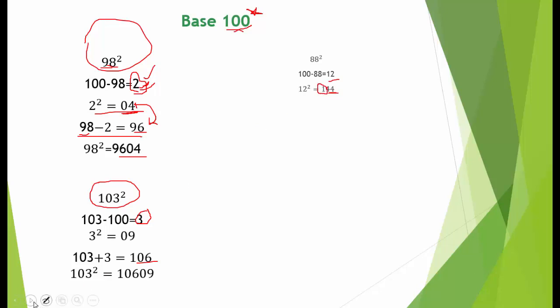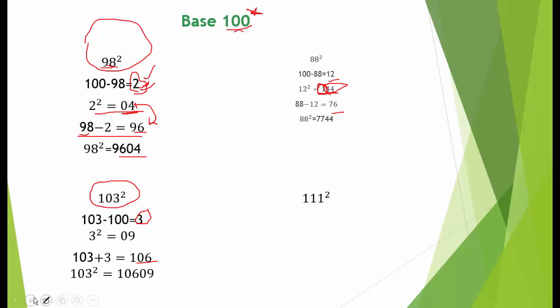Now 88 minus 12, this will become 76, and the carry of 1 will make this 77. So the square will be 7744. Just take these 2 digits. If there is 1 digit, then place 0, or if there are more than 2 digits, then take the extra in carry.